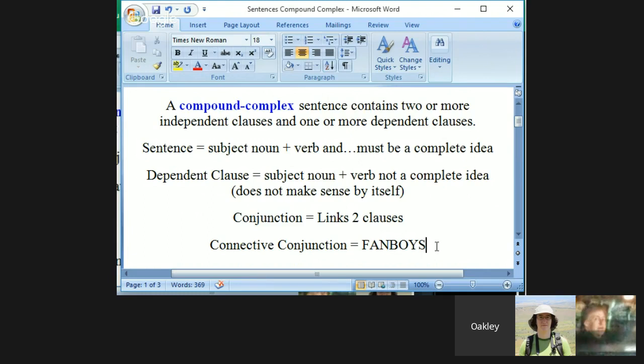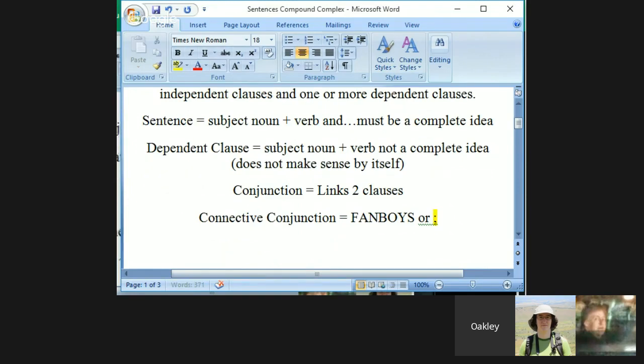These are the only connective conjunctions that we can use to combine two independent clauses or two simple sentences. There is another way that we can combine them. Do you know the other way that we can combine two simple sentences, other than the connective conjunctions? No? Okay. This little guy here, this is a semicolon. We can combine two simple sentences with a semicolon as well.